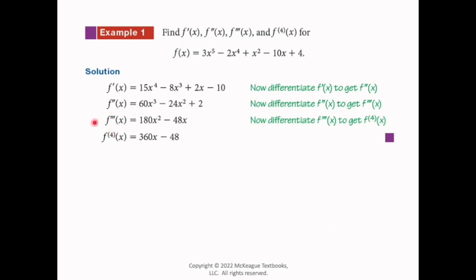Now, if we take the third derivative, I'm going to take the 3 down in front. That gives me 180x squared. The derivative of this term would be minus 48x, and then this 2 would disappear. For the fourth derivative, I take the 2 down in front, so I get 360x, and then when I take the derivative of the minus 48x, I get minus 48. So when you talk about higher order derivatives, that means you're just taking derivatives of derivatives.